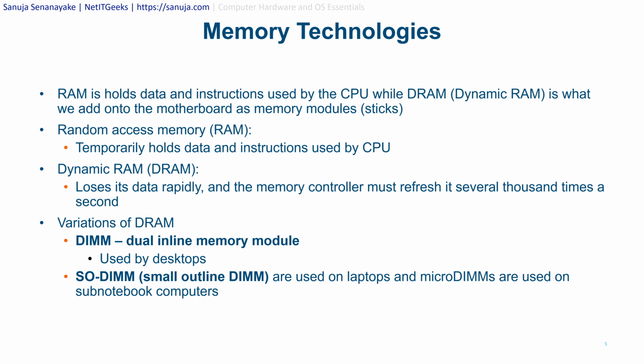Variations of DRAM, which are the sticks or modules that we insert into our motherboard, include the DIMM, also known as dual inline memory module. These are used by desktop computers. And the other one is called SO-DIMM. SO stands for small outline, and DIMM is dual inline memory module. So small outline DIMMs are used on laptops, and micro DIMMs are used on sub-netbook computers.